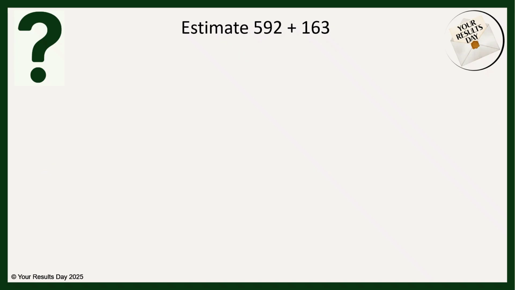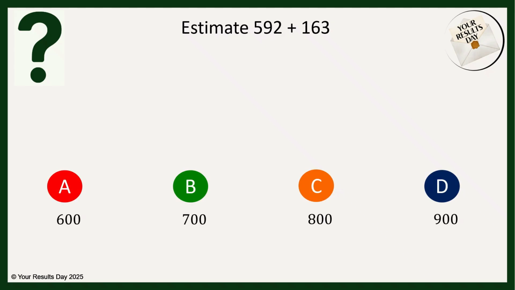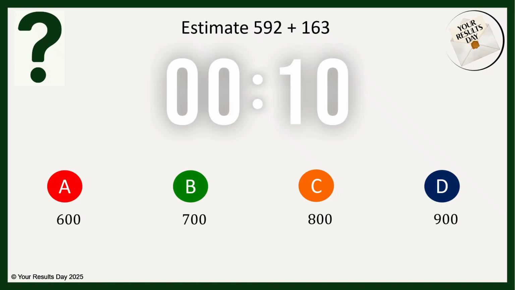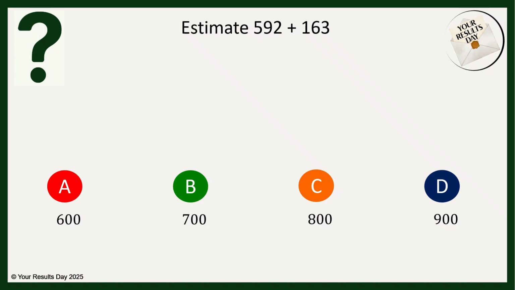On to some estimation now. I'll give you a little bit longer on the timer. Estimate 592 plus 163. Here are your options. The answer was C, 800, and you would have got that from doing 600 plus 200 when you rounded.